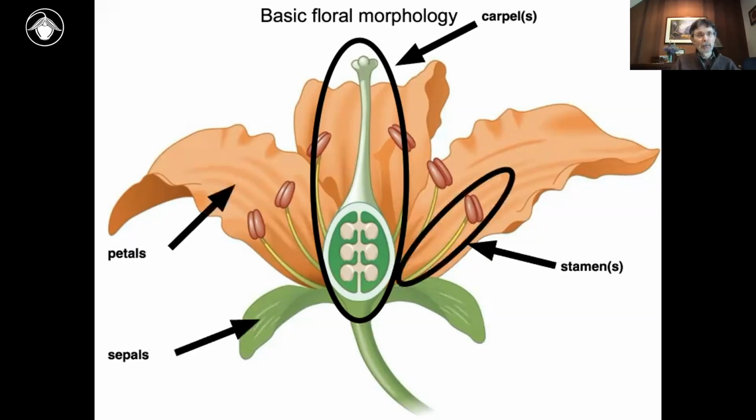So here are the 4 sets of parts again: the sepals, petals, stamens, and carpels as we go from the base of the flower toward the tip.